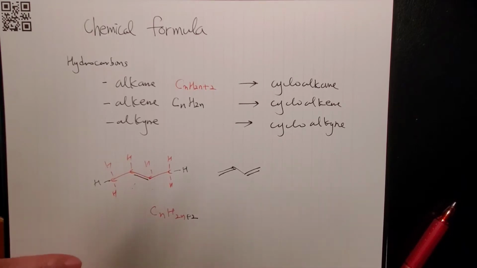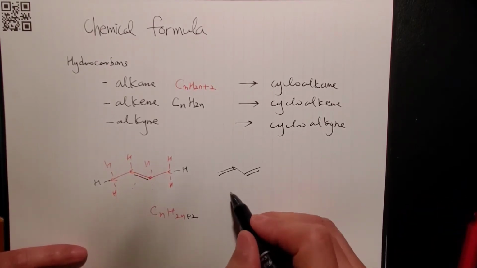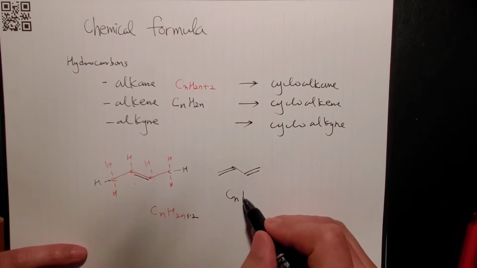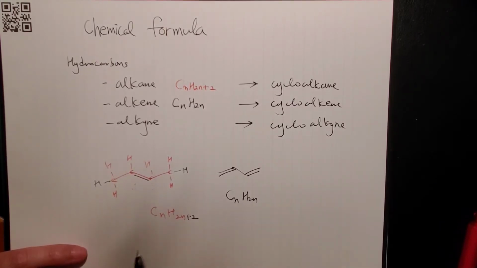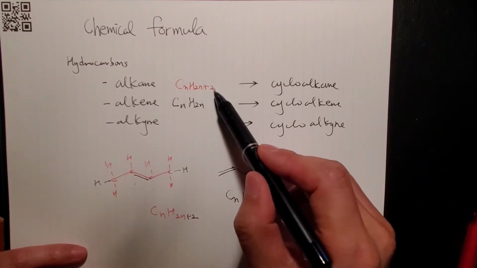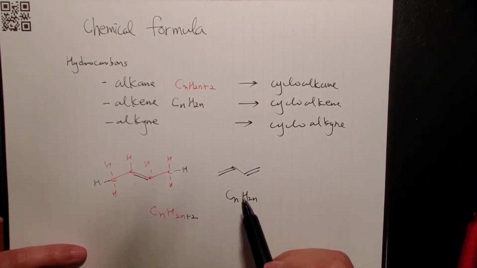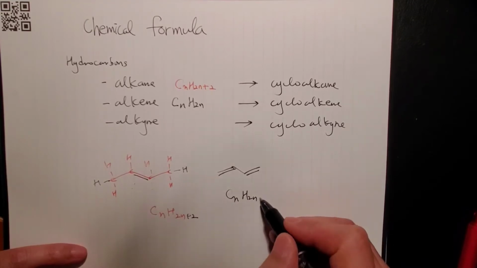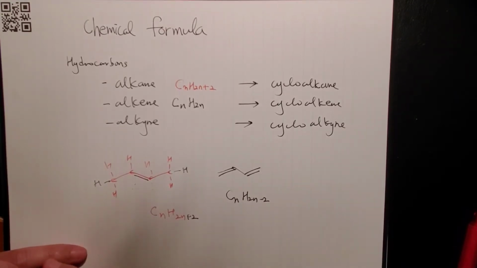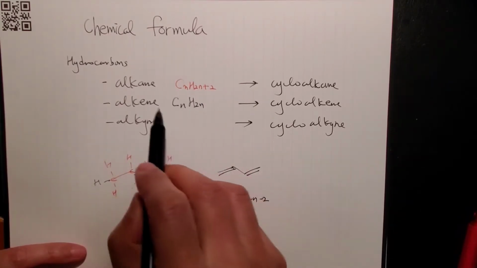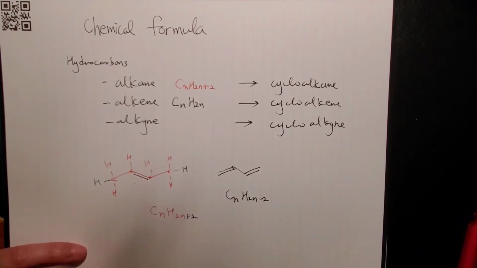For diene, then you should have CnH2n after losing 2 hydrogens from the alkane. But you lost 1 more pair of hydrogen to form the second double bond, so minus 2. If you have 1 more double bond, then you should lose 2 more hydrogens. So that is not actually the general formula for alkene. That's the formula for alkene with 1 double bond.